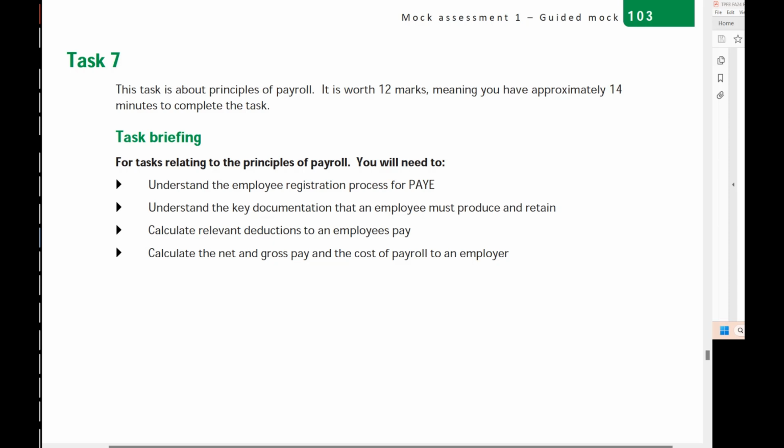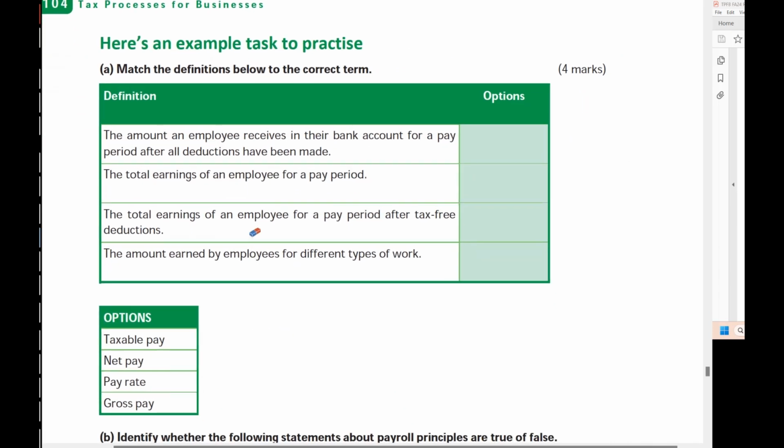As well as the cost of the employer, which is different to the gross pay. Gross pay being top line, net pay being after deductions, and cost to employer is the cost of employing the person. It's the gross pay plus some. So that's what we're going to be covering. Let's have a look at our task and see how we get along.